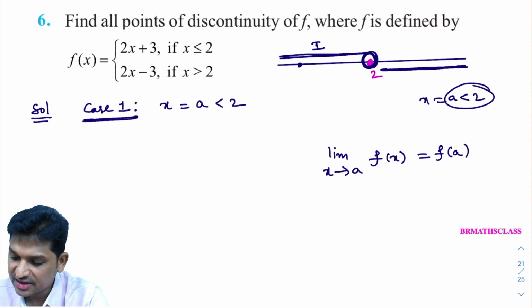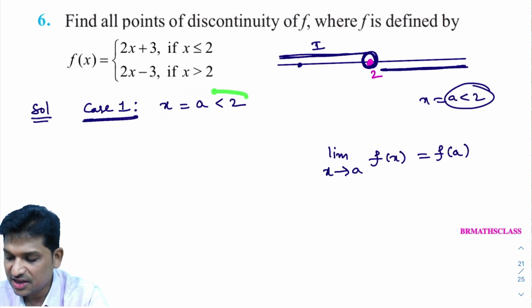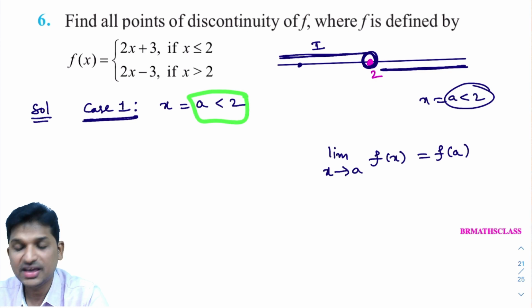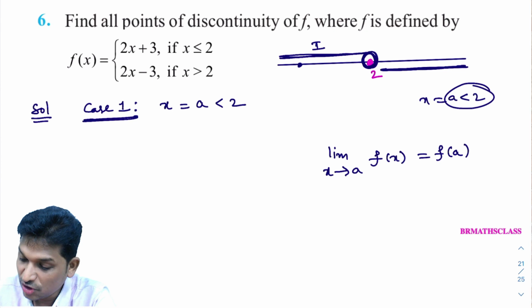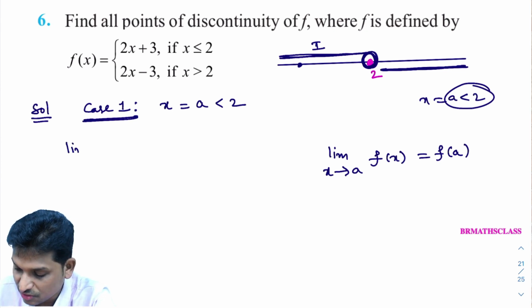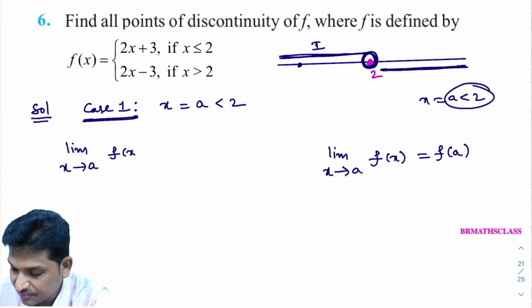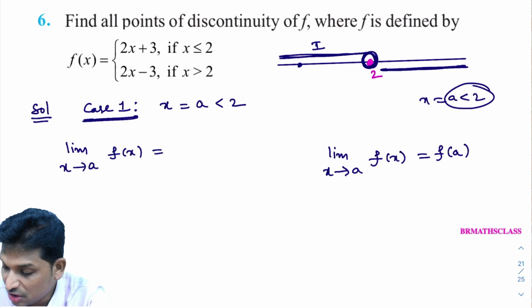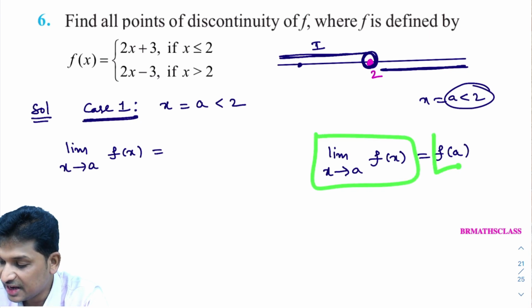So here x equal to a, what is a? A value is less than 2. You can take a value as any number which is less than 2. You can take a value 0, you can take a value minus 1, you can take a value minus 2. I hope you are not confusing, you are understanding. Okay, right. Okay, what I need to do? I need to calculate limit x tends to a, f of x. Okay, what I'll do now, actually I'll calculate this one, then I'll calculate this one.